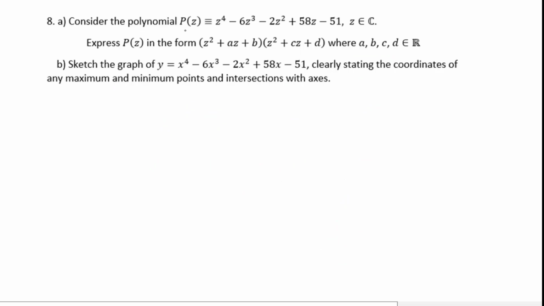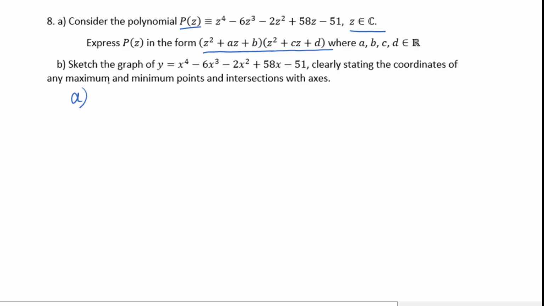Consider the polynomial p of z equals z to the fourth power minus 6z to the third power minus 2z squared plus 58z minus 51. z is complex numbers. Express p of z in the form z squared plus az plus b times z squared plus cz plus d, where a, b, c, d are real numbers.